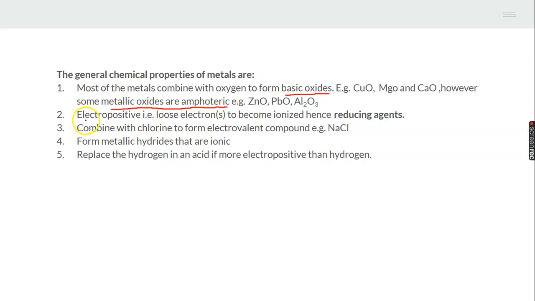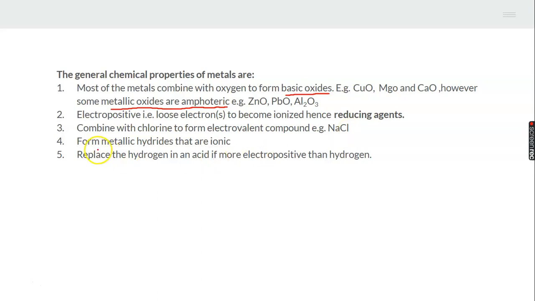Then the other one is that they are electropositive. That means they easily lose electrons to become ionized. That's what makes them good reducing agents. Okay, the third one is that they combine with chlorine to form electrovalent compounds, just like we have in sodium chloride, calcium chloride, magnesium chloride, and all that. It can go on and on.